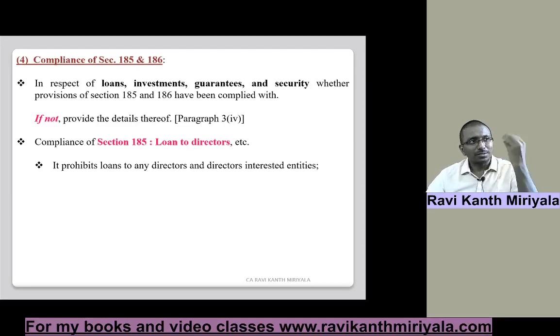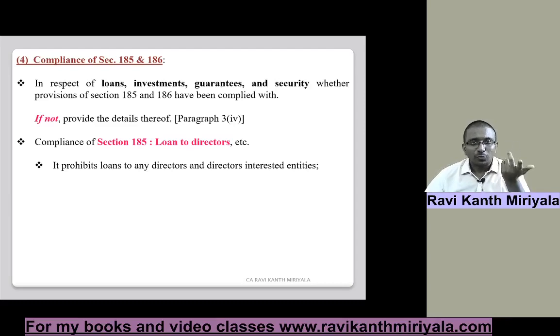If my director has some stake in another company, I am not supposed to give a loan to that company. I shouldn't give a loan to the director, and if my director has a stake in another company, that company is indirectly related to us. Not exactly as per Accounting Standard 18 or something, but fine.